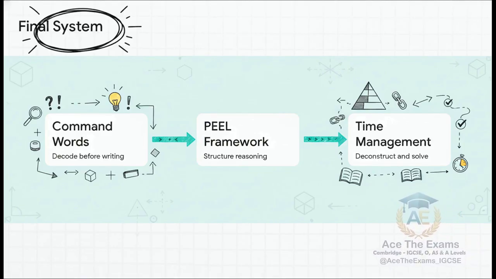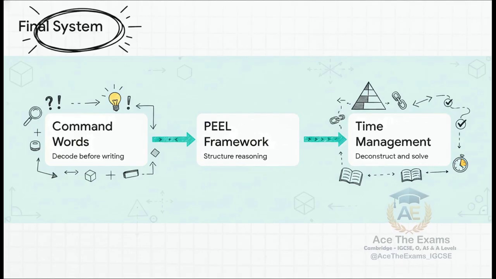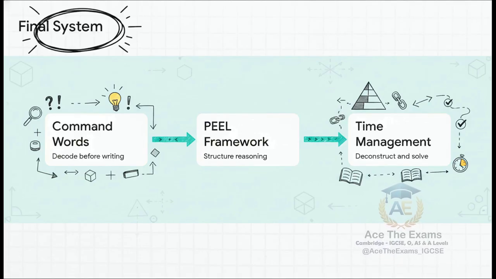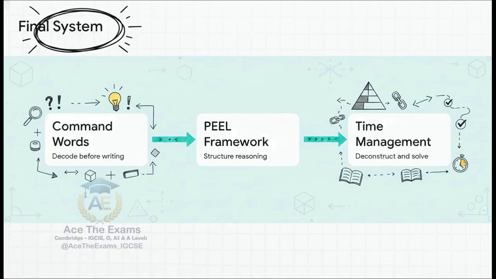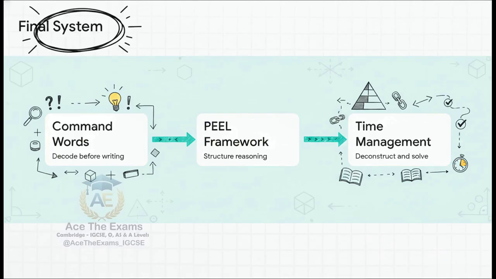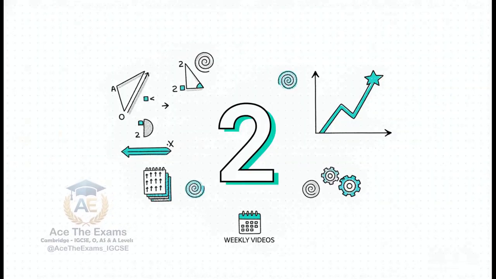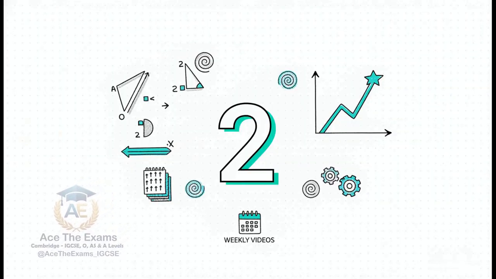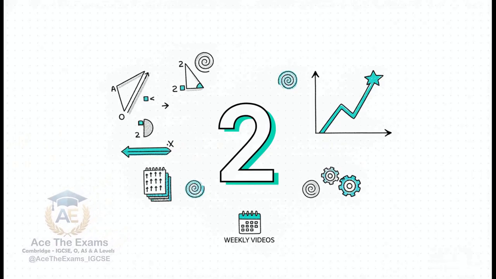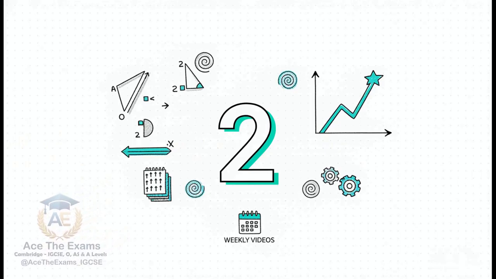Rule 3: the time management matrix. Deconstruct, solve, and evaluate. Break the complex problem down into logical bites, solve them systematically, and always pause to check if your final answer actually makes physical sense. Listen, students who actually implement these structured mathematics strategies see an average improvement of 2 full grade boundaries. That's the difference between a C and an A.